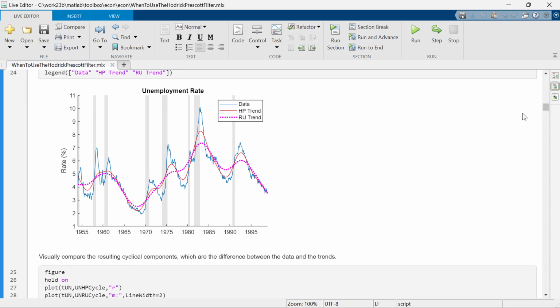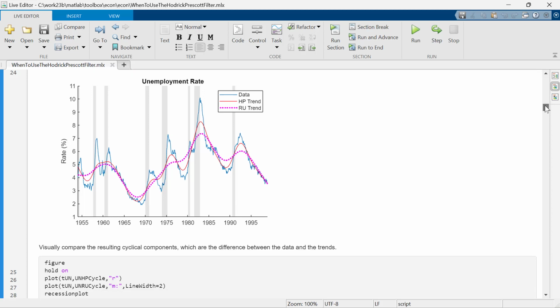looks something like this. The HP trend with the original smoothing parameter suggested by Hodrick and Prescott is this solid red line overlaid on the data, and the Ravn-Uhlig trend with the more aggressive smoothing parameter is this dotted magenta line here, and you can see that it does smooth the data more than the smaller smoothing parameter that Hodrick and Prescott use.